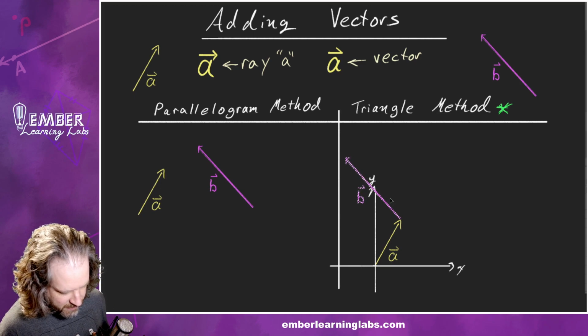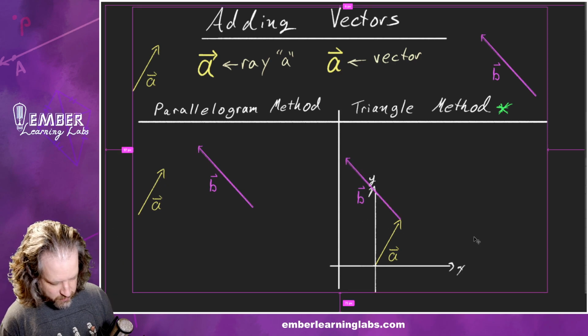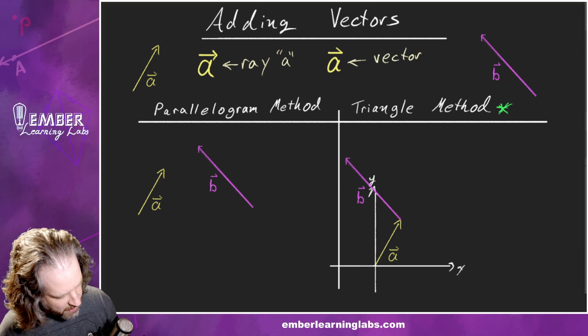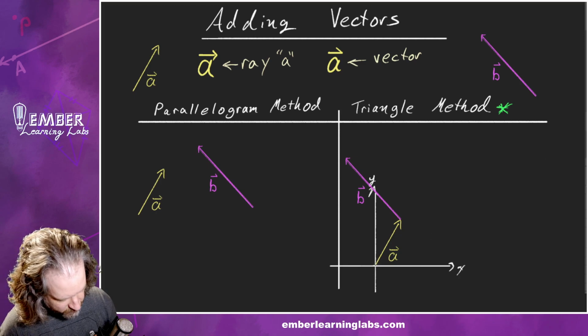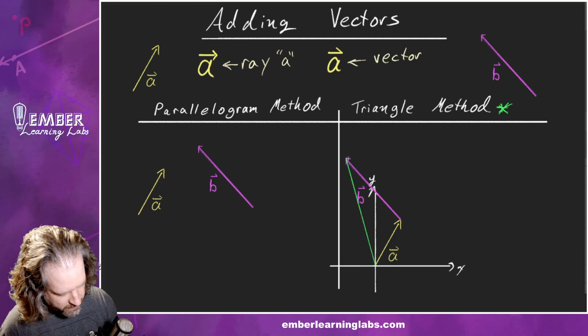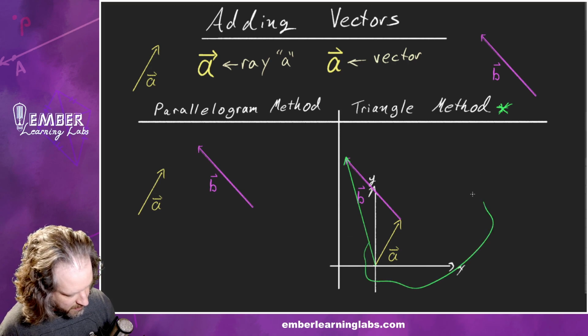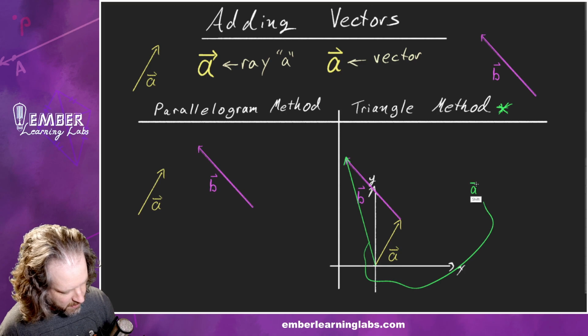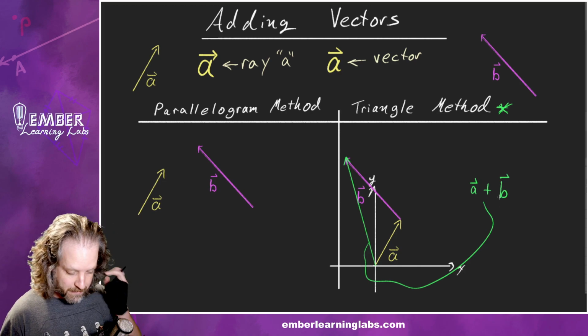So the sum vector using the triangle method, and this is why it would be called the triangle method, the sum would be this vector right here. This one is vector A plus B right there. This one is vector A plus vector B. Okay.